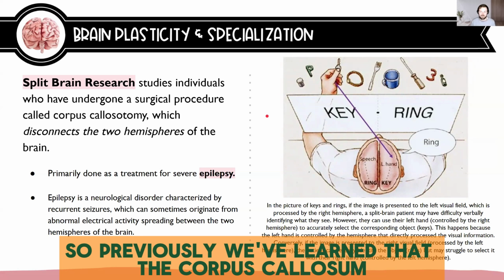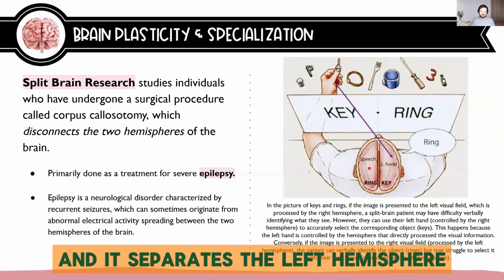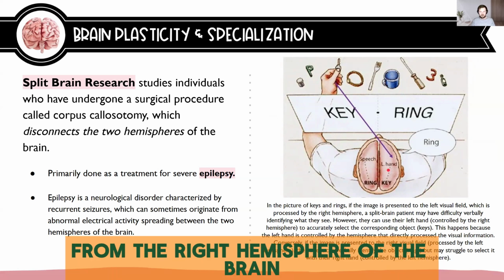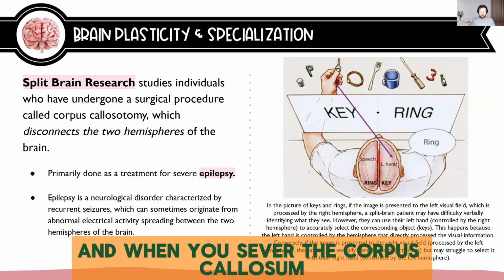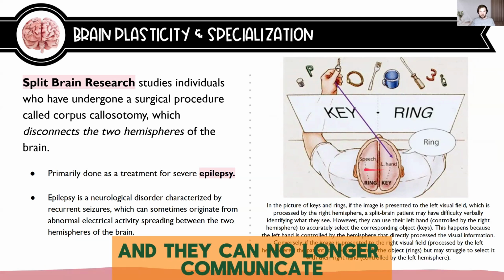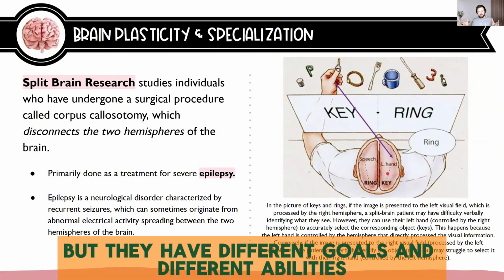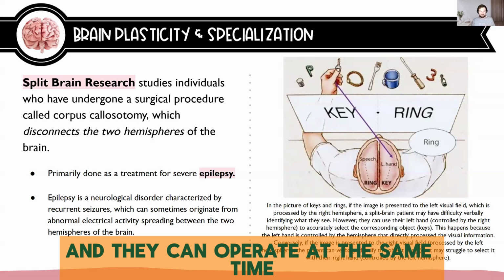So previously we've learned that the corpus callosum is this thing in the middle, okay? And it separates the left hemisphere from the right hemisphere of the brain. And when you sever the corpus callosum, this middle part, you essentially have two brains inside your body, and they can no longer communicate because the corpus callosum is gone. They can't communicate. But they have different goals and different abilities, and they can operate at the same time.